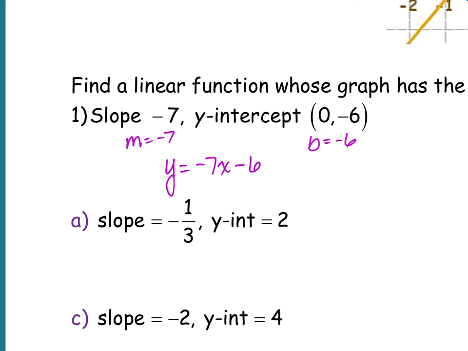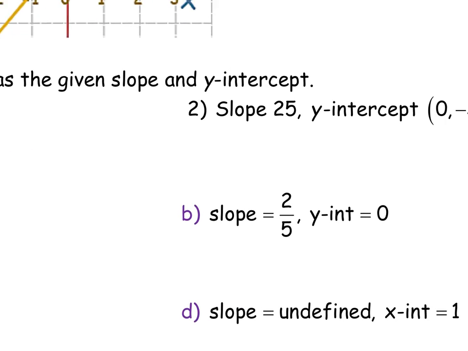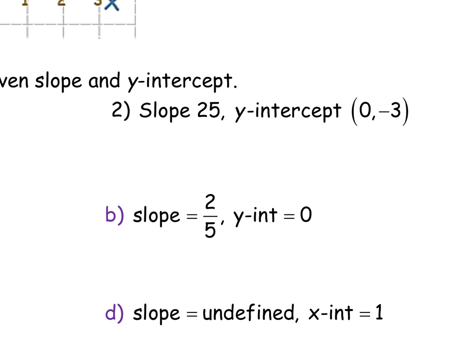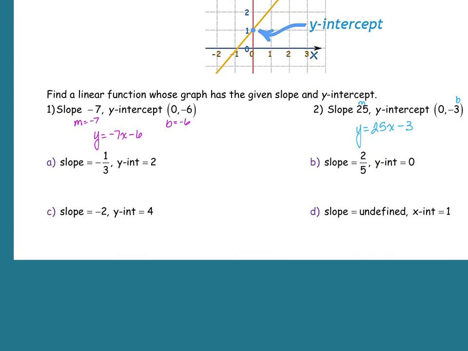So if I was doing number two, same thing. Here's my b, and here's m. So y equals 25x, the variable always goes with my slope, minus 3. Done. Any questions? Pretty easy, this part? Okay, do those four problems. I'll give you like a minute.